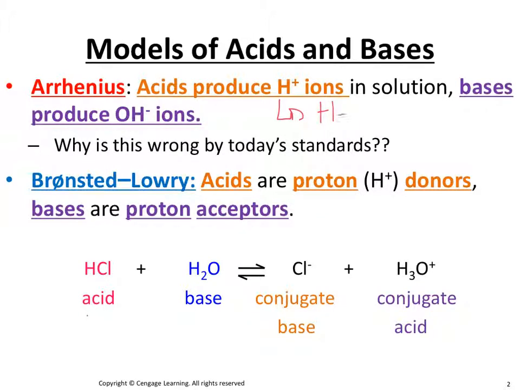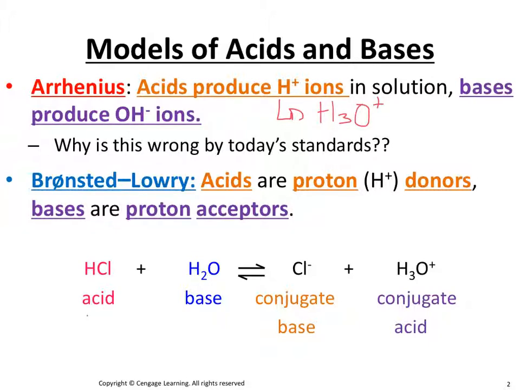It honestly all depends upon whether you see a water or not. If you see a water, it turns into hydronium, okay? And if you don't, then it's just going to be hydrogen. It's the exact same representation. And then bases produce hydroxide ions. And the question is asked, why is this wrong by today's standards?